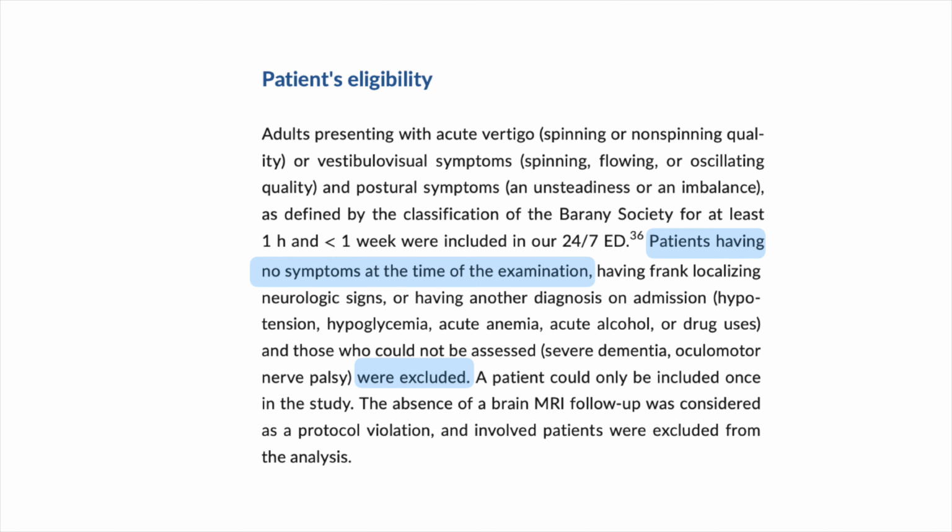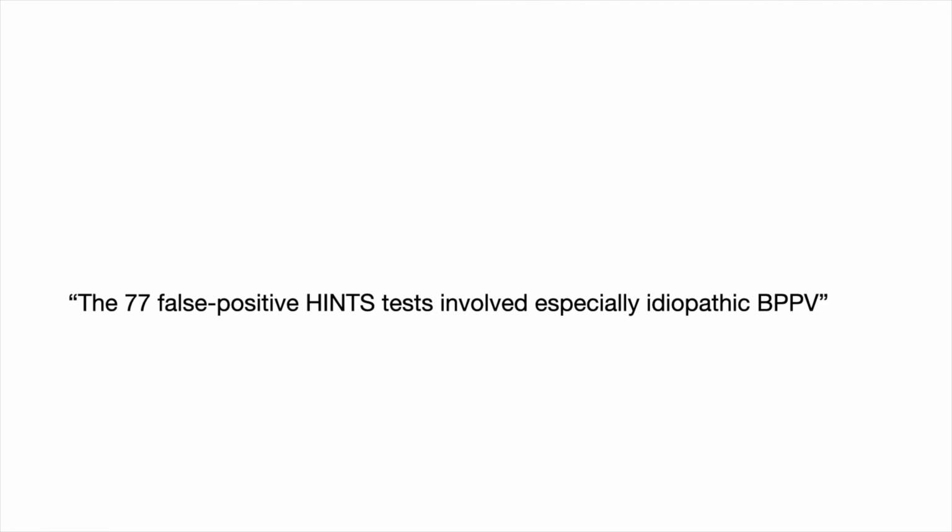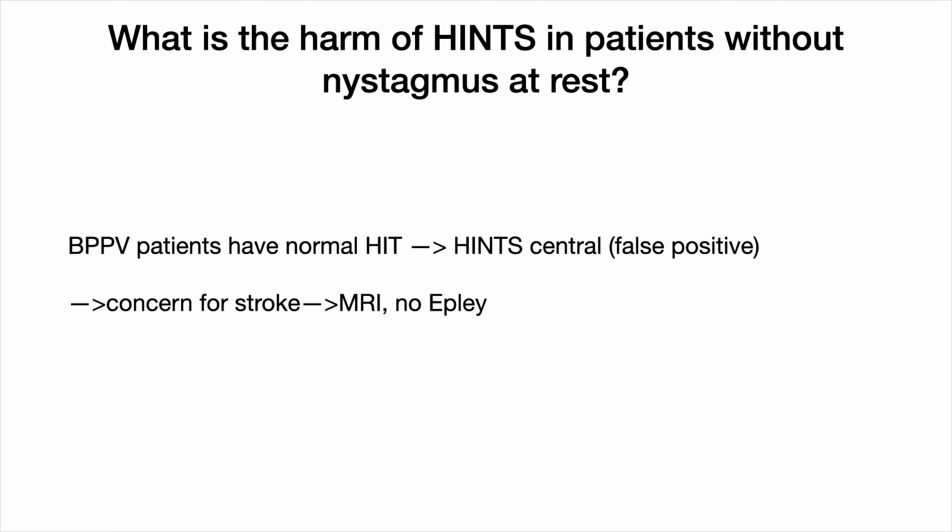Well, in fact, out of the 300 total patients that were entered in that study, the most common diagnosis by far was BPPV. And Gurlier noted that the false positive HINTS exams that occurred in her study were mainly in BPPV patients. So by applying the HINTS exam to patients without nystagmus, it only created unwarranted concern for stroke in patients with BPPV. And I think that's pretty significant harm.